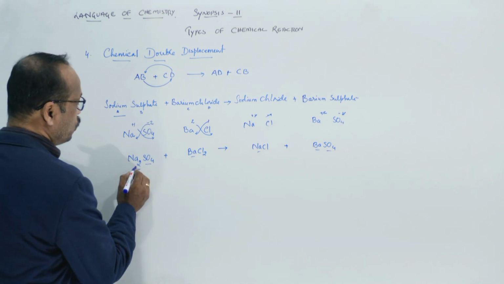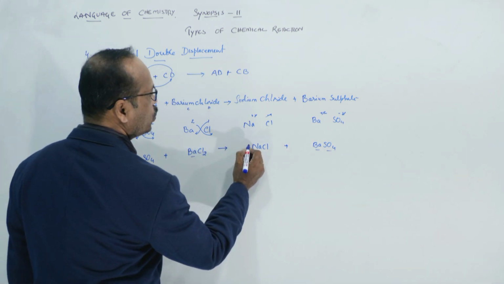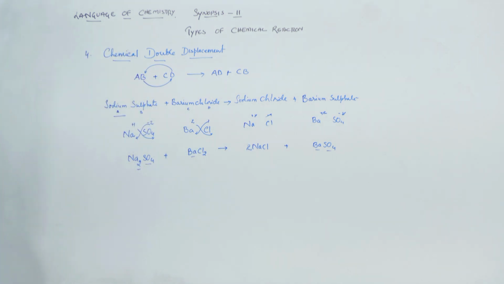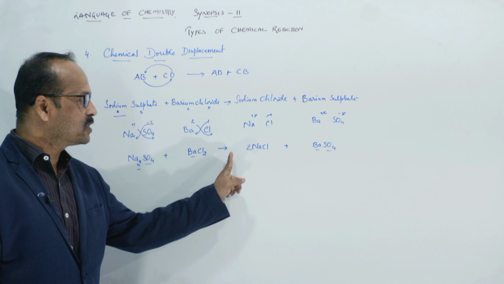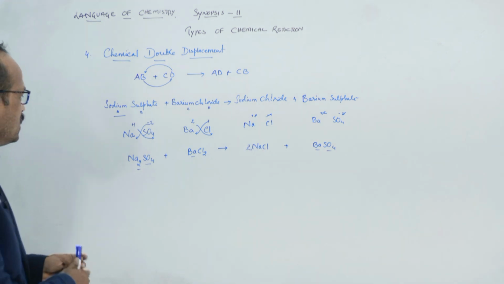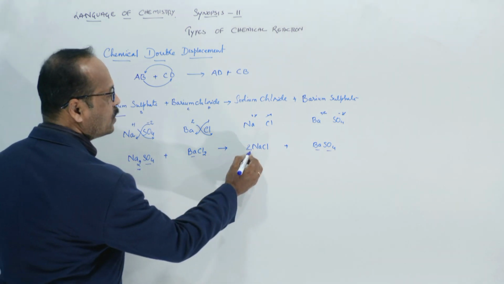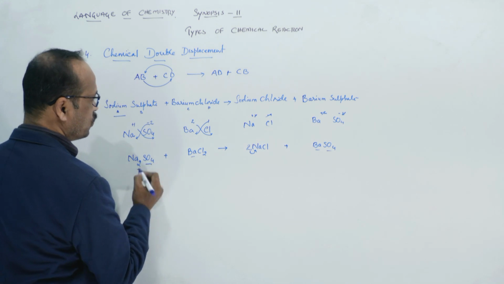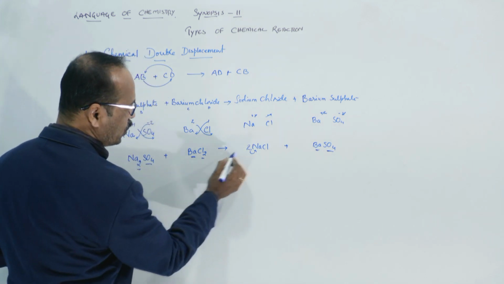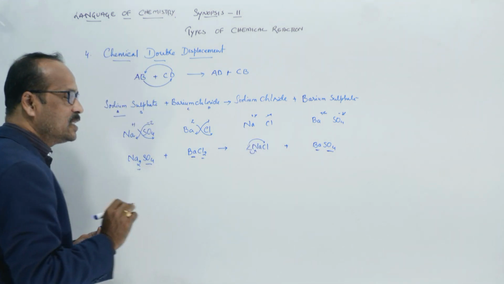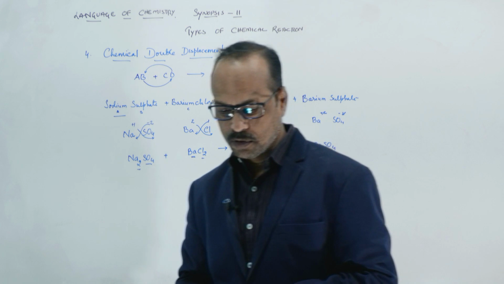So two sodiums are there, but here only one. So what you need to do? You have to write the 2 here. Understood now? So, sodium sulfate plus barium chloride gives rise to 2 sodium chloride plus barium sulfate. Now it's balanced. Let's check. Two sodiums, and two sodiums. One SO4, total sulfate. One barium. And two chlorines here, two chlorines there. So this is called a balanced equation. Clear to you, the balanced equation? Okay, so that's about the balanced equation.